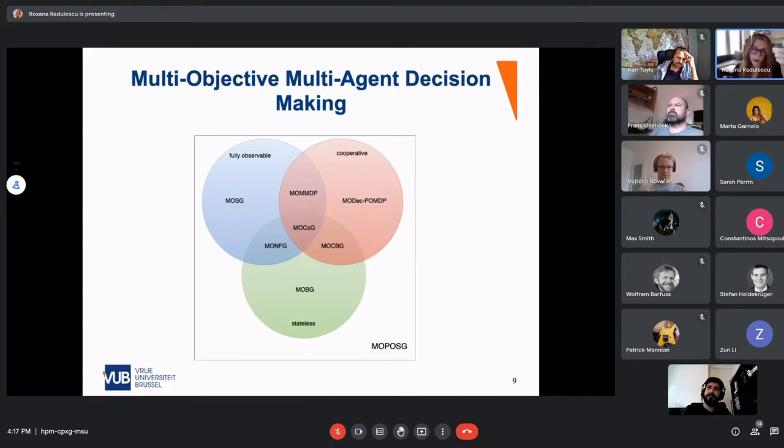In our study, we actually noticed that most of the work so far has been done towards the center of this diagram, because of course transitioning towards the edges implies a more complex problem. The work I will present in the second part of the talk will actually focus on multi-objective normal form games.